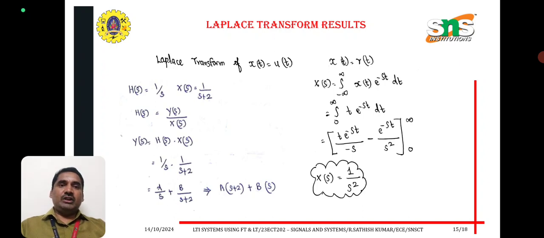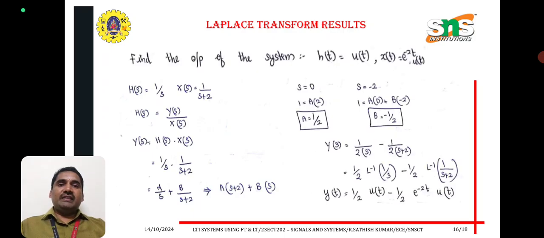Next one, Laplace transform of unit step signal. x of t is equal to u of t. Therefore, the Laplace transform gives x of s is equal to 1 by s. Now x of t is equal to r of t. Using the uv method, x of t is t into u of t, and we can apply the limits from 0 to infinity. Therefore, x of s is equal to 1 divided by s square.